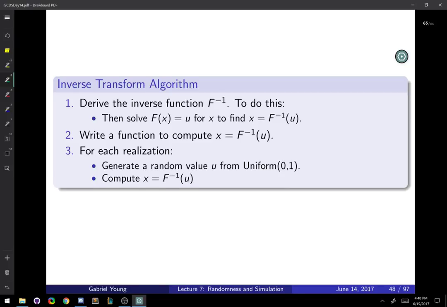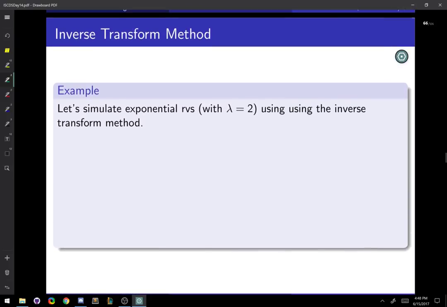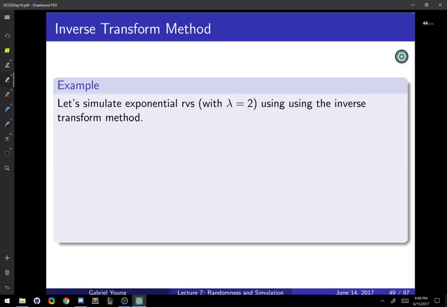So let's do a nice example. This is a pretty famous example. You'll see this in other stats courses. So let's simulate exponential random variables with lambda equals 2.